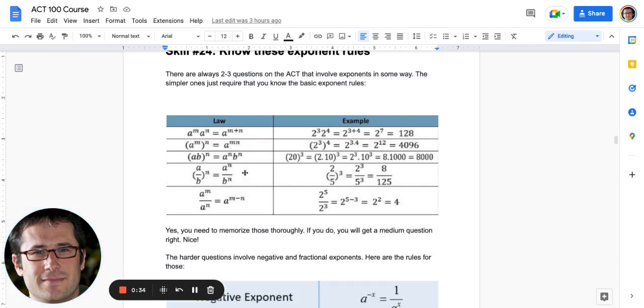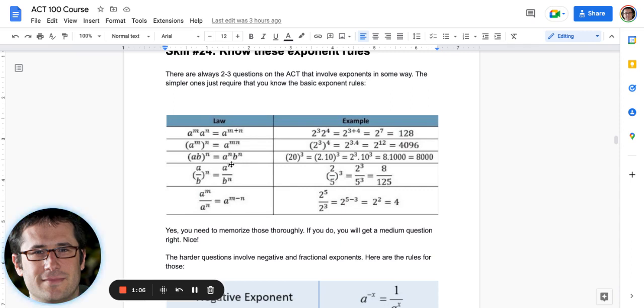Okay. So you have a to the m times a to the n. Like 2 cubed times 2 to the fourth. If the bases are the same, then you add the exponents. That becomes 2 to the 3 plus 4, which is 2 to the seventh. Okay. A to the m raised to the n. That's a to the mn, meaning you multiply them. So 2 to the 3 raised to the 4 is 2 to the 3 times 4, which is 2 to the 12th.